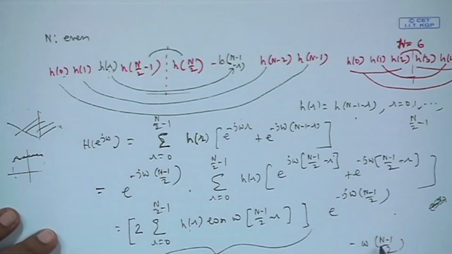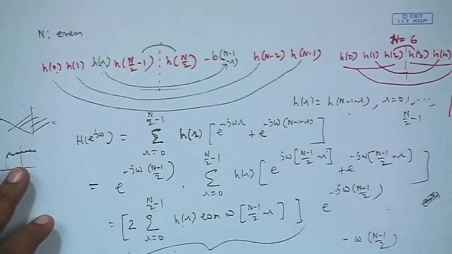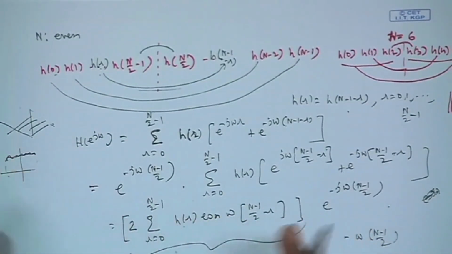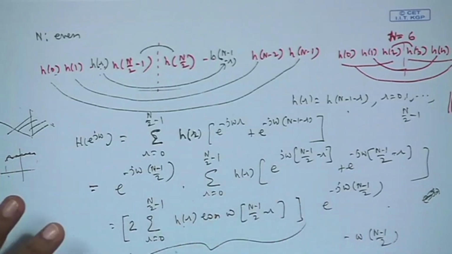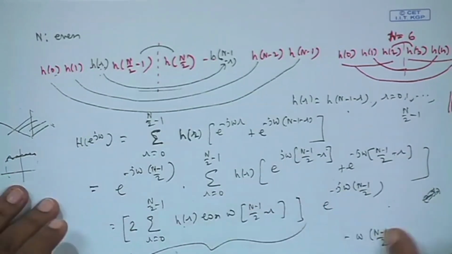The only thing is capital N is even now. So, N minus 1 by 2 is a fraction. That is why this delay will not be physically meaningful. That is why we prefer the N equal to odd case, which amounts to a perfect delay of the signal. This is possible only when the filter is FIR. All right.